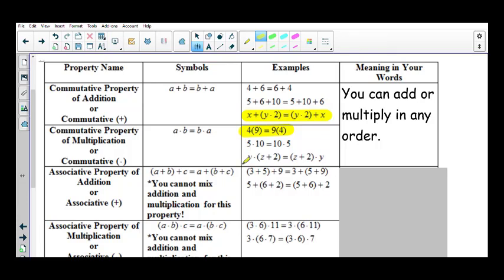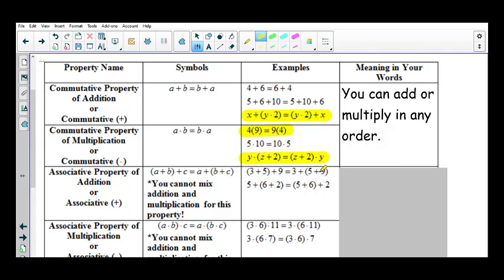They're not grouping anything. So the order of the numbers is switching. 4 times 9 equals 9 times 4. So that represents the commutative property. Pretty standard example down below, 5 times 10 equals 10 times 5. And then this last one down here is kind of like the third one up here that's a little tricky because you have both addition and multiplication in there.